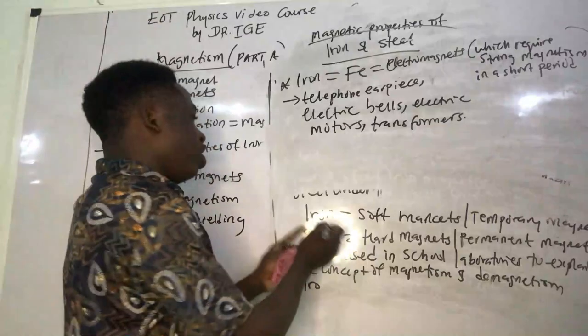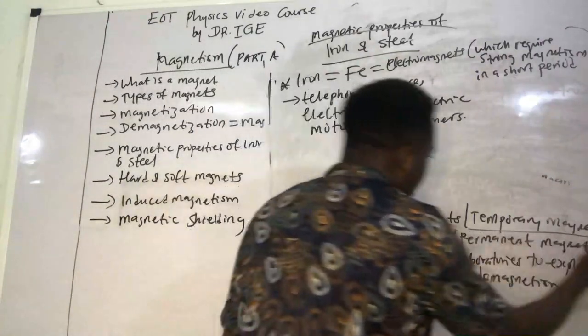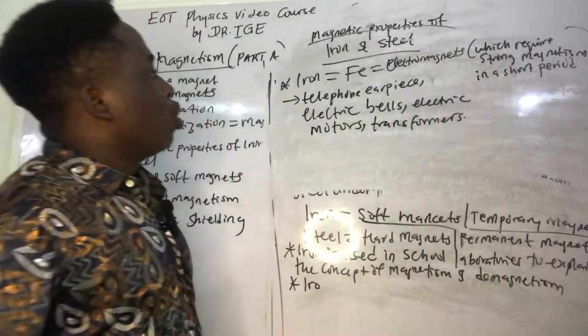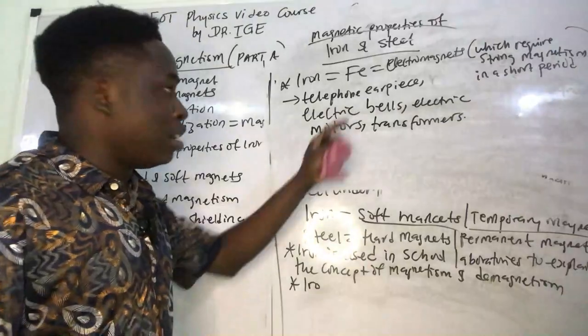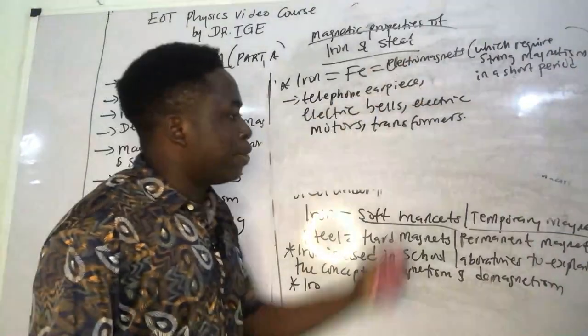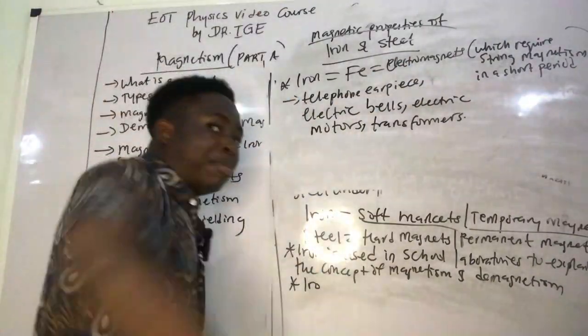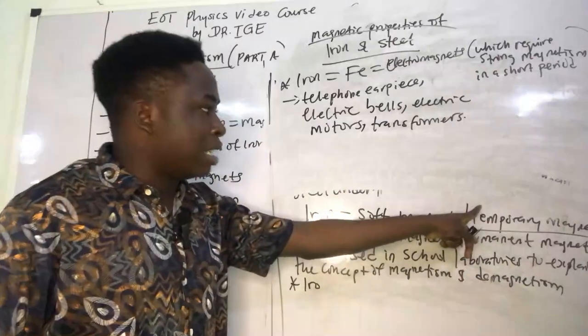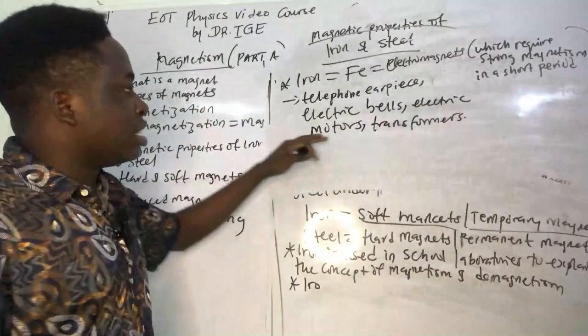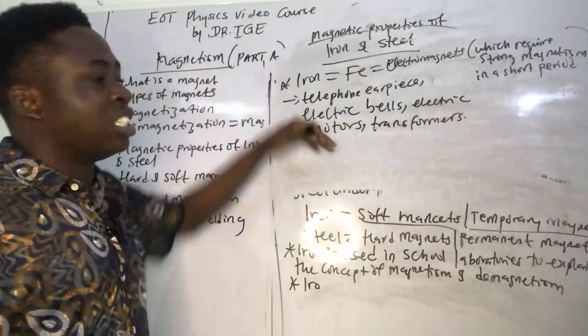Look at it now. Iron is used for making soft magnets or temporary magnets. So if they ask you, which of the following is an application of temporary magnets? It's iron that is used in temporary magnets. So we can say temporary magnets are used for transformers, electric motors, electric bells, telephone earpiece.